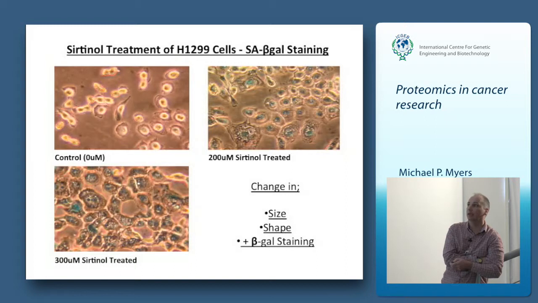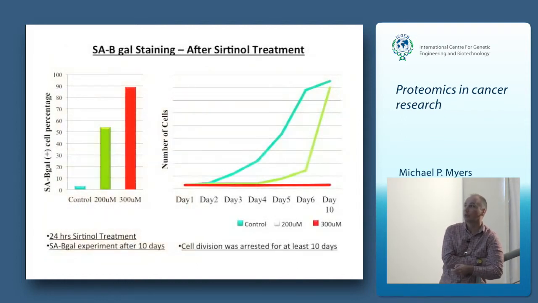Okay, so if we take a cancer cell line and we treat with sertanol, it basically induces senescence. What we're doing here is staining for the beta-gal activity, which is the most common marker for senescence. If we treat with a relatively small amount of sertanol, we get about half the cells to become beta-gal positive. If we treat with even more, then we can get 90% of them to express this marker of senescence.